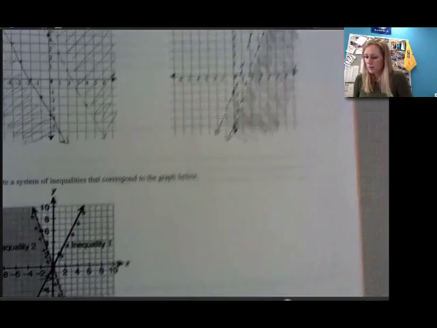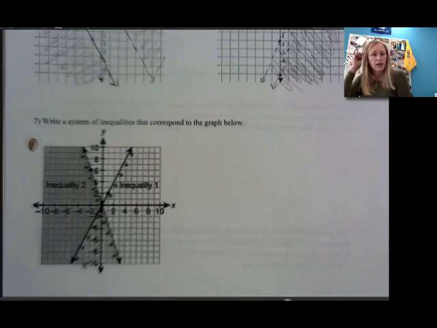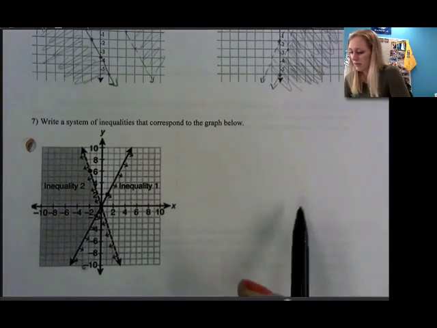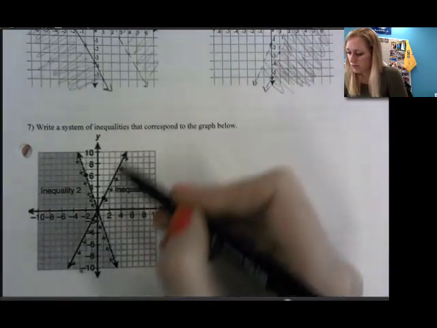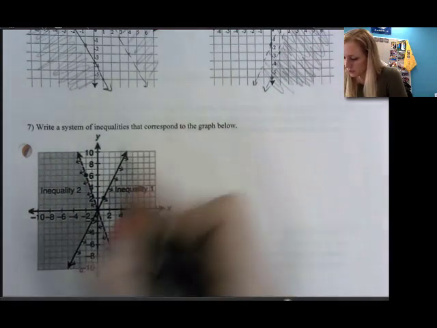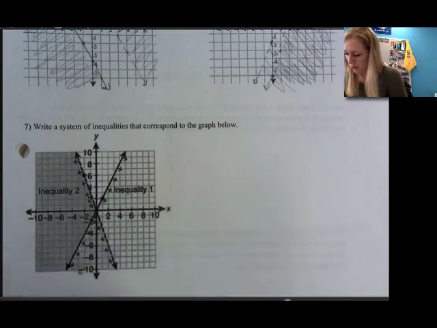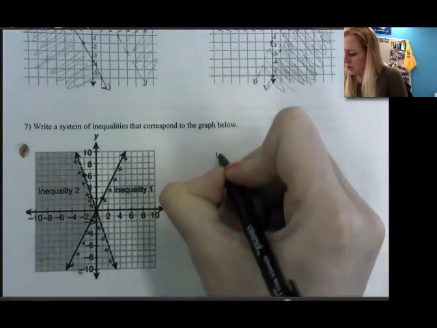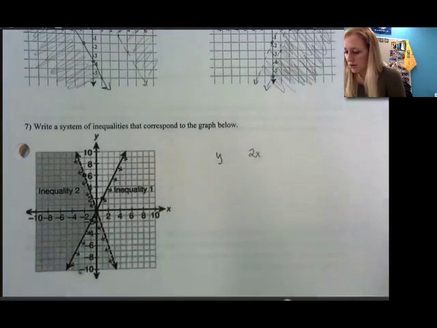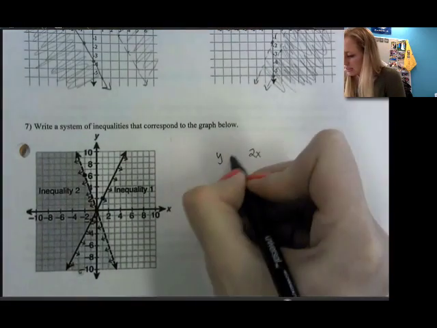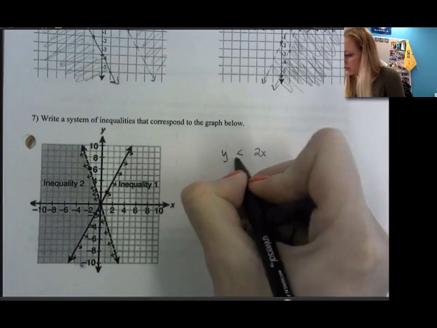All right, our last problem here, we're given the graph of a system, and we're asked to write the inequalities that represent these graphs. So inequality 1 is right here. It has a y-intercept of 0 and it has a slope of up 2 over 1. So that's going to be y and then 2x plus 0. And it looks like this one is shaded below, so it's got to be less than. And it's a solid line, so less than or equal to.